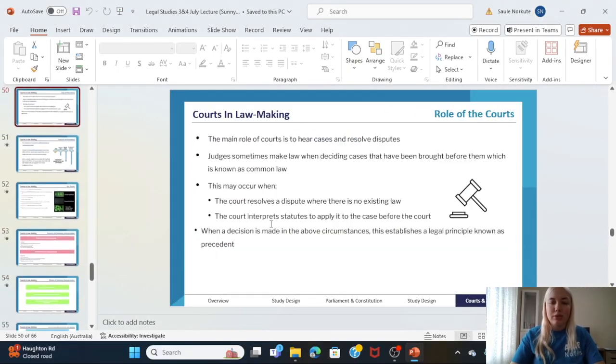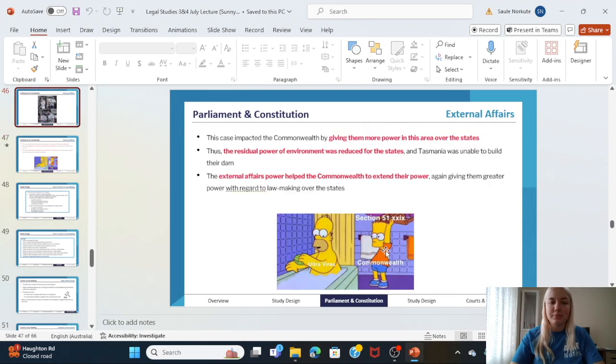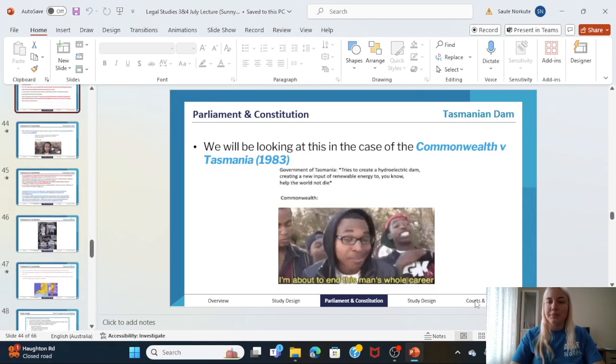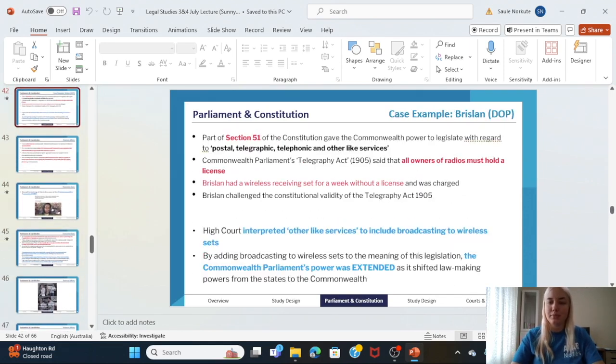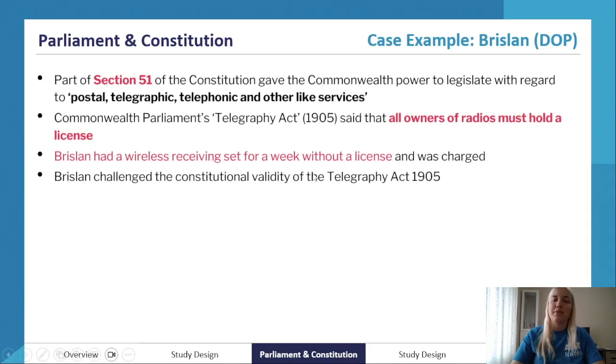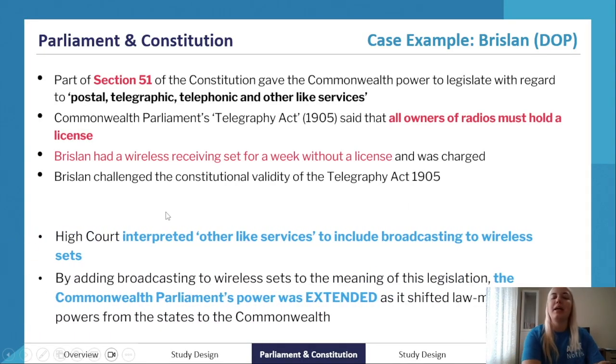So similarly, if we look back to the Brislin case, it's a really good example for what we're talking about. Here we can clearly see that the scope of this legislation was expanded because they took other like services to mean a very broad term referring to any technology that comes along in the future.